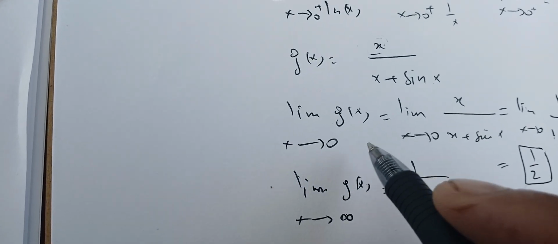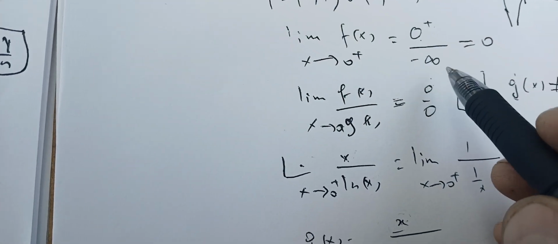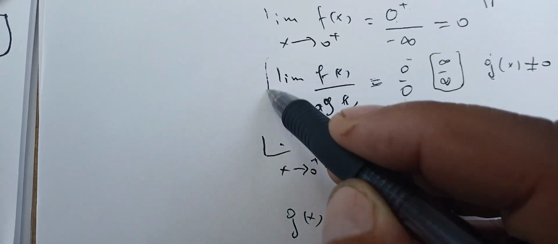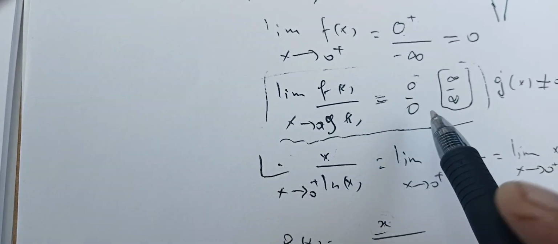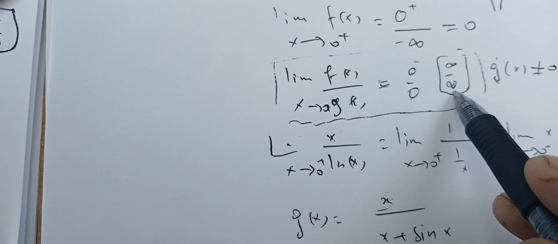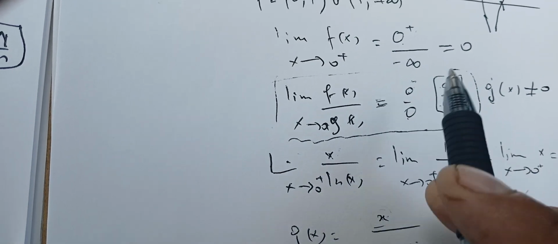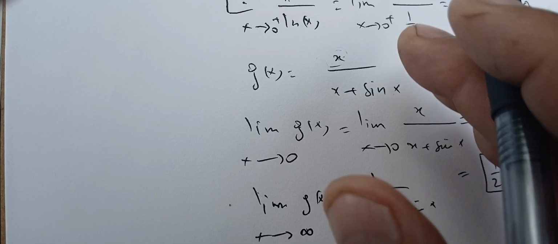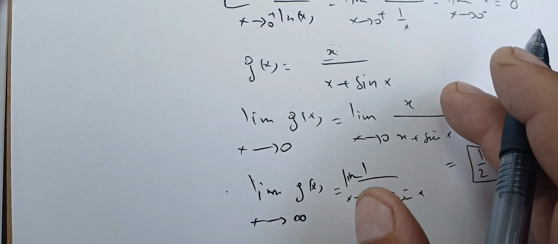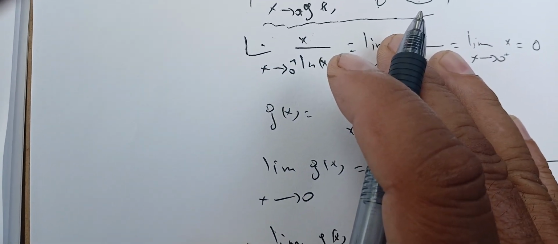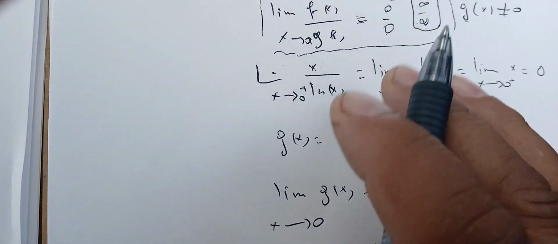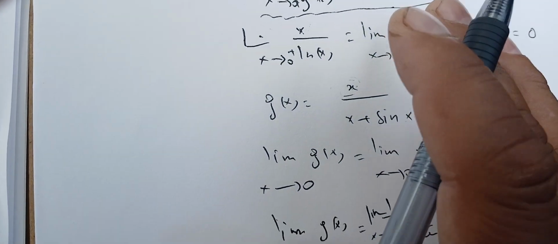So we need to pay attention to the conditions. You need to have these forms: 0 over 0, infinity over infinity, or minus infinity over minus infinity. That's the kind of situation where we can apply L'Hopital's rule. We need to know the conditions before applying the rule. Okay, and I think this is all we need for now.